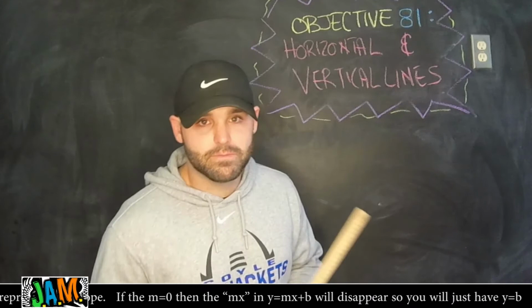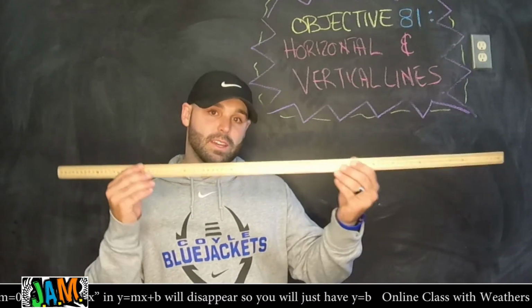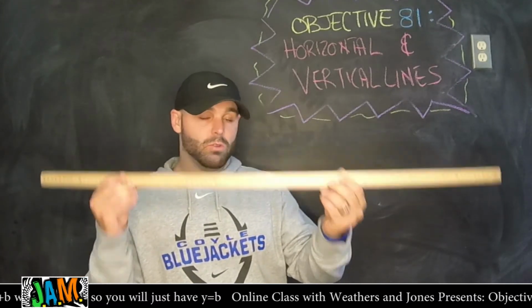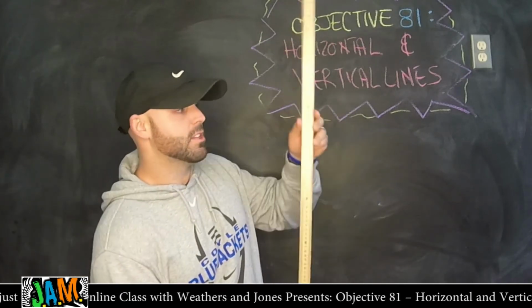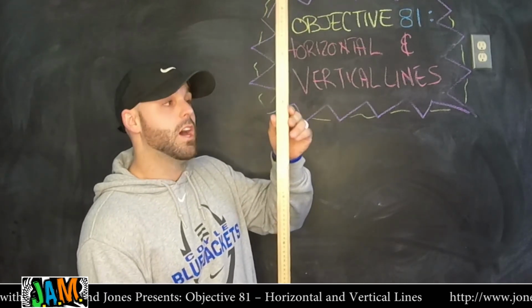So in summary, if it says y equals, it looks like this, horizontal, slope of 0. If it says x equals, it looks like this, vertical line, undefined slope.